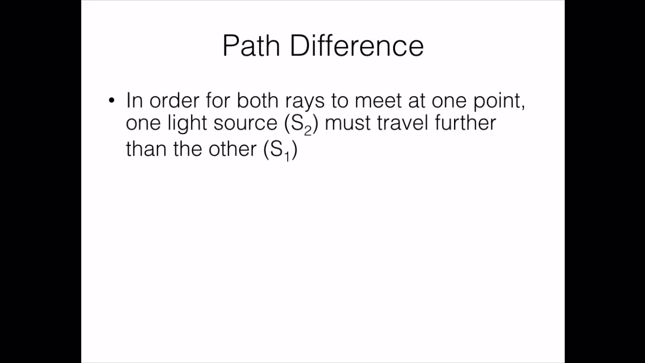Path difference. So in order for both rays to meet at one point, one light source, in this case S2, must travel further than S1. Interference.